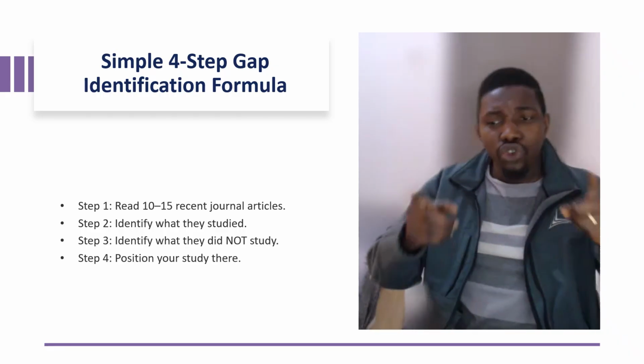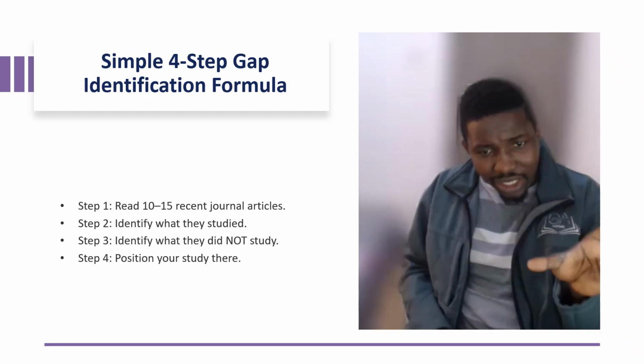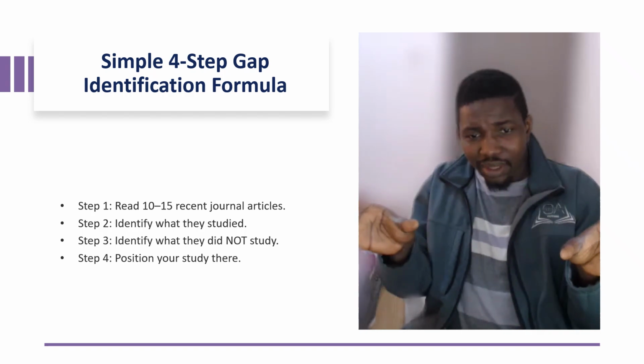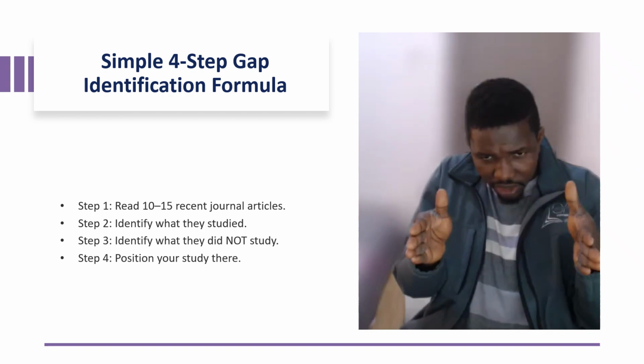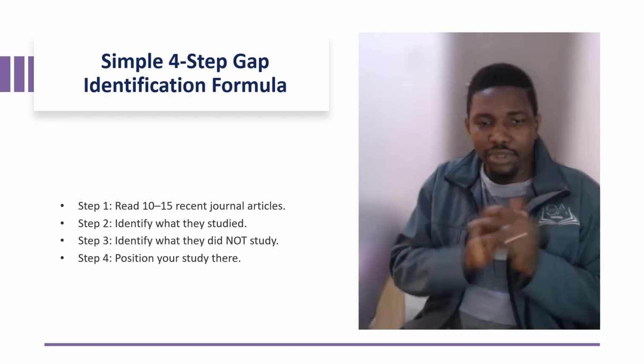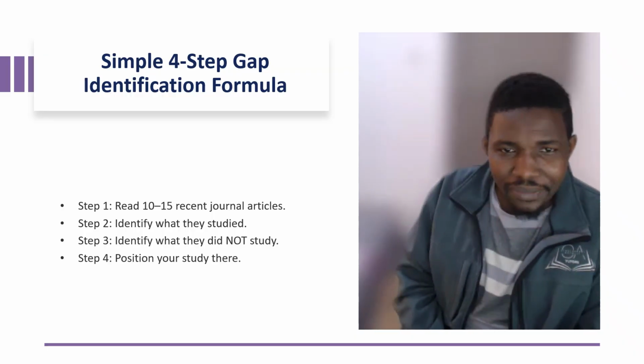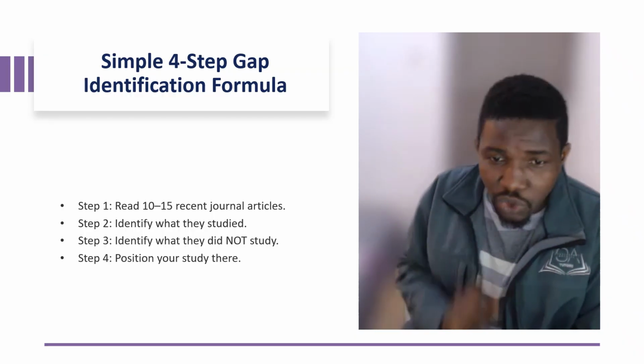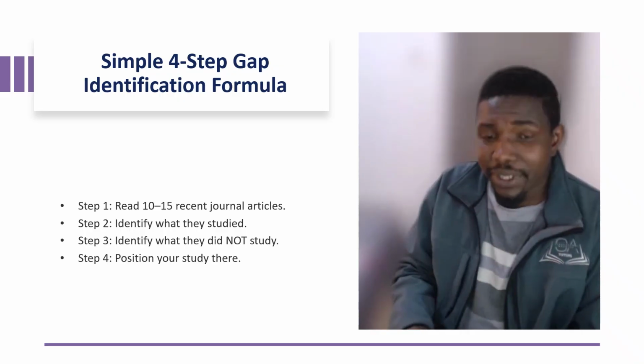If you are able to draw a table, what did they study? What did they not study? Now, position your study where they did not study. That's step 4. That is a gap, because where they did not study is where the gap is.